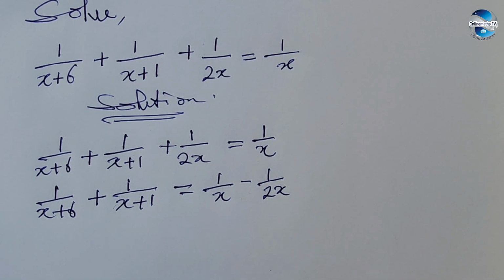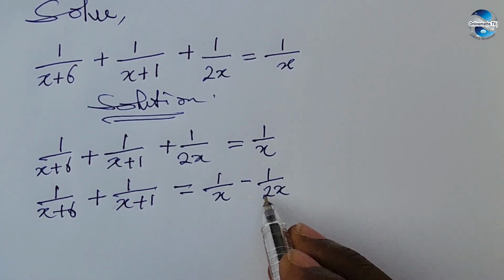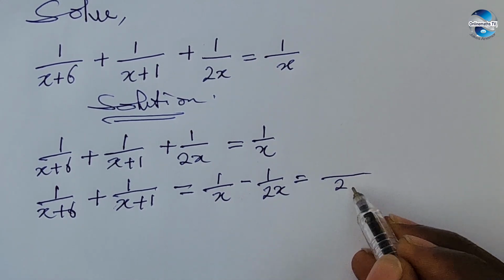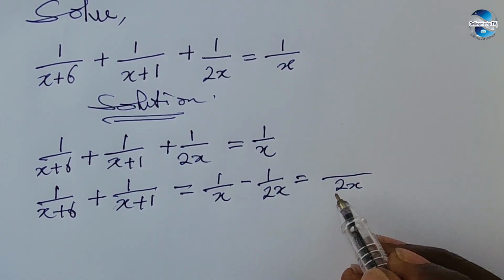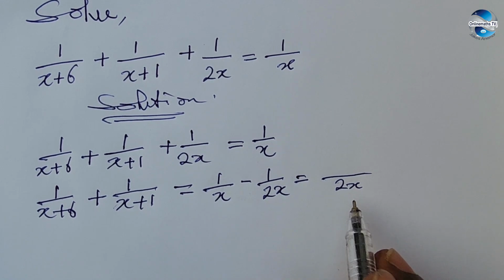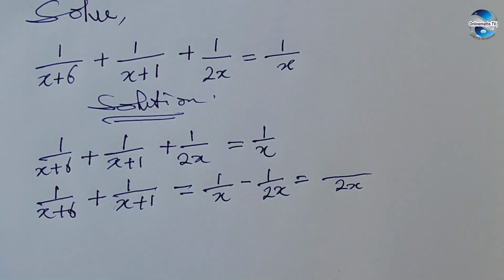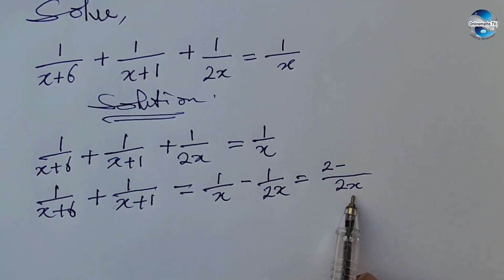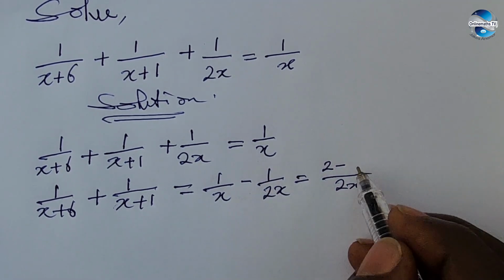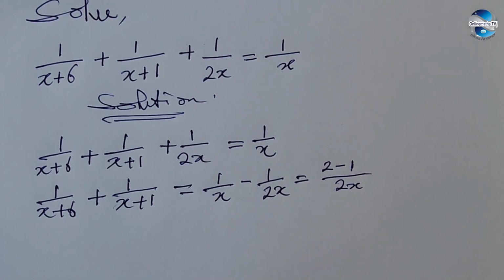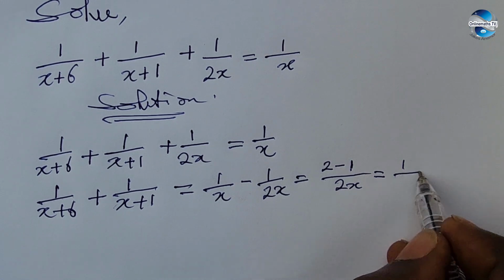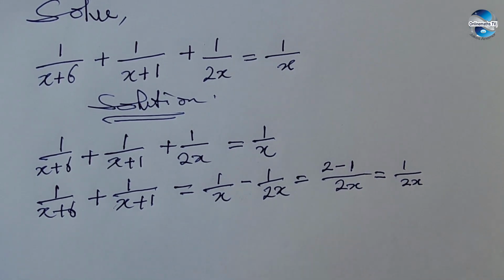So what does it mean? We'll find the LCM of this and this. So the LCM will give us what? Our 2x, like this, right? So x into 2x will give us 2, and 2 times 1 will give us 2. So we have here 2 minus the 2x into 2x will give us 1, 1 times 1 will give us 1. True or false? So if it is true, then we end up having here 1 all over 2x.